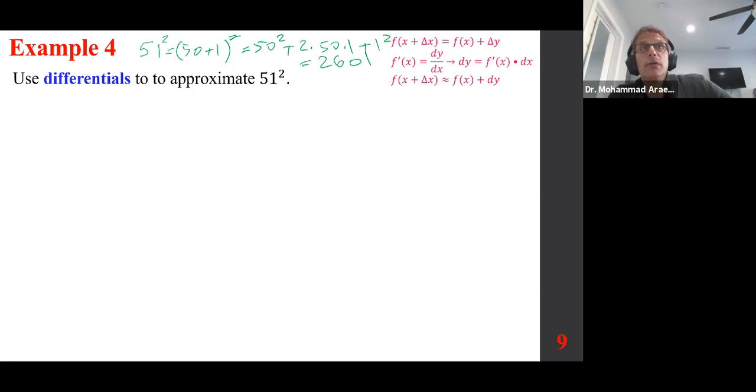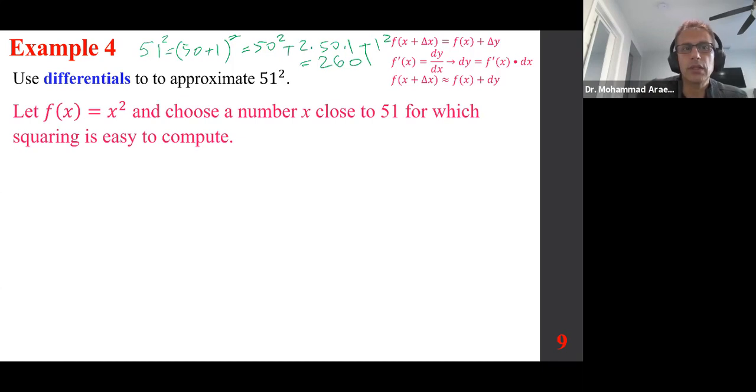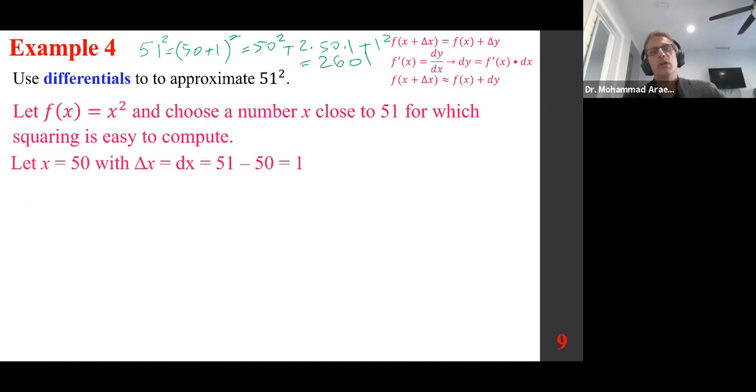Then you want to look for a number which is very close to 51, and it's easy to find its square. So first you need a function, that would be f of x equals x squared. Then you want to choose a number extremely close to 51, and squaring it is easy. I hope everybody knows that number would be 50. And since we want to go from 50 to find 51, we are going up by 1, to make sure everybody understands what we mean by this.